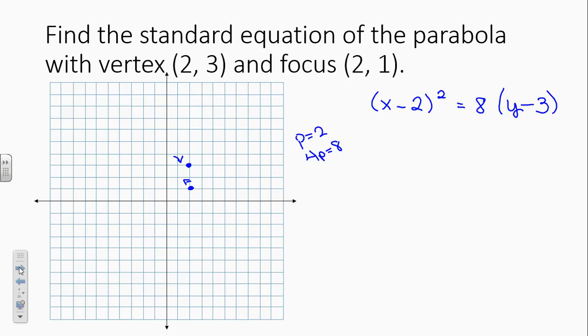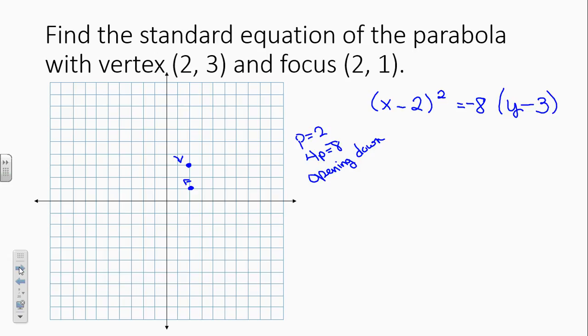But is it positive or negative? Why is it negative? Because it's opening down. Okay. So far, so good? All right. So we have our equation, right? So now let's figure out how wide to go.